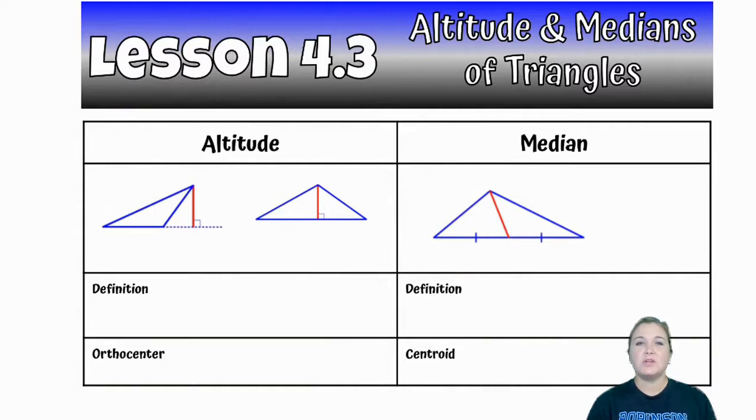What's up, guys? We're going to look at the altitude and medians of triangles. Last lesson, we looked at the midsegment. So these are two other line segments that we would consider to be special segments. The altitude, by definition, is any line segment drawn from the vertex of a triangle down perpendicular to the opposite side.